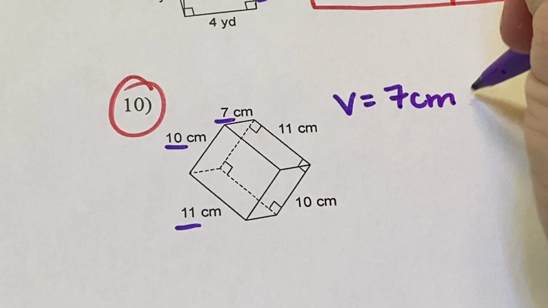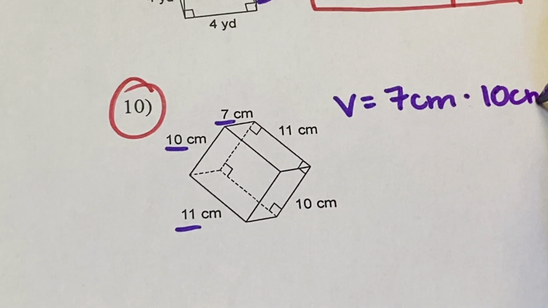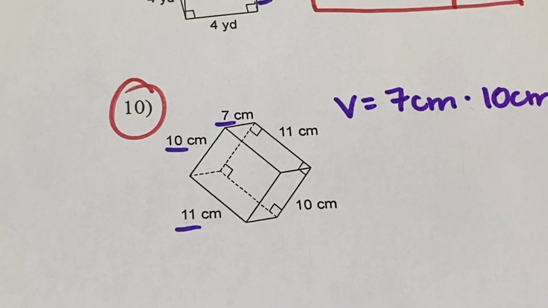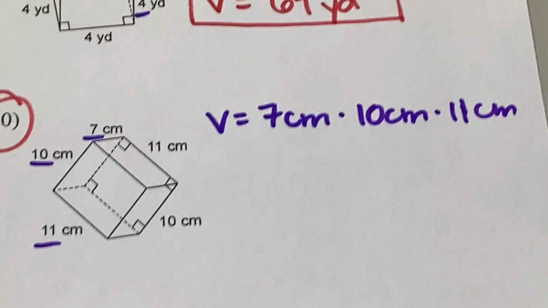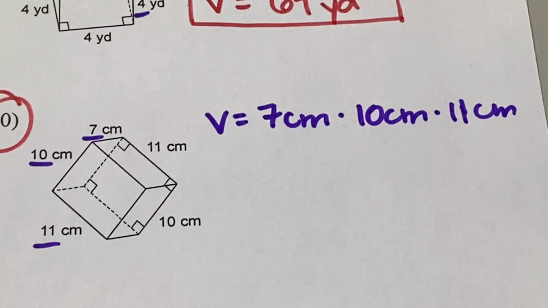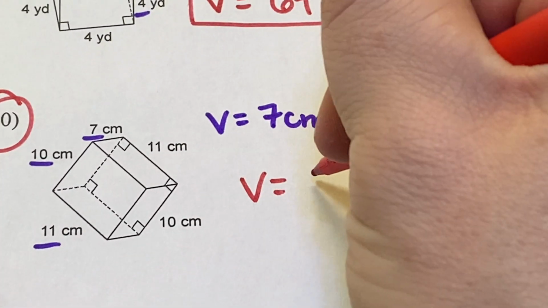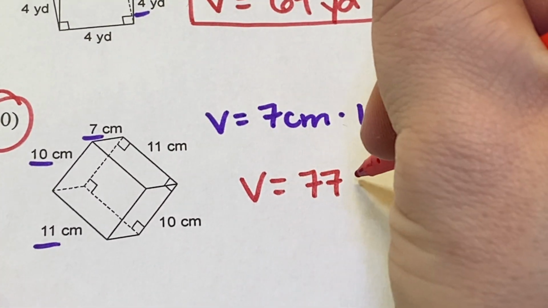Okay, so we're taking 7 centimeters by 10 centimeters by 11 centimeters. What did you guys get? What is my volume for this rectangular prism? Bella, what'd you get? 770 centimeters cubed. I got it too. We confirmed 770.